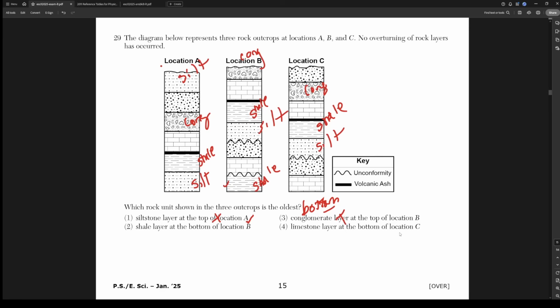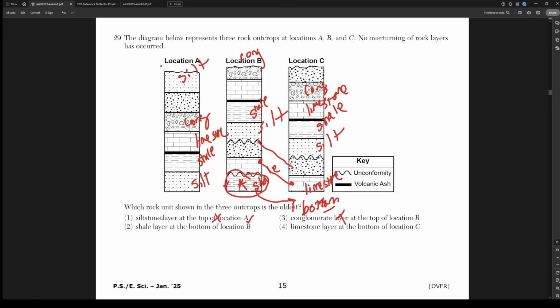Limestone layer at the bottom of C. Okay, this could be weird. Let's check this one out. Limestone there. Limestone here. Limestone here. Okay. Now, here's where this gets weird. We have an unconformity here with the dots, which is sandstone. So this layer here is this, which means this limestone here is this limestone, which means technically this shale would be here. Therefore, this guy is the oldest.